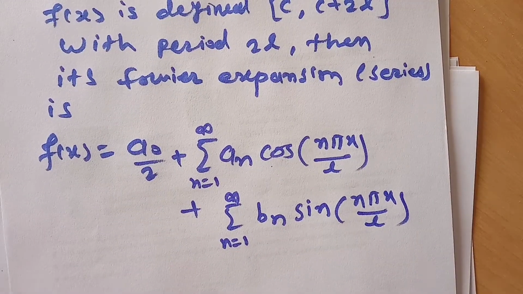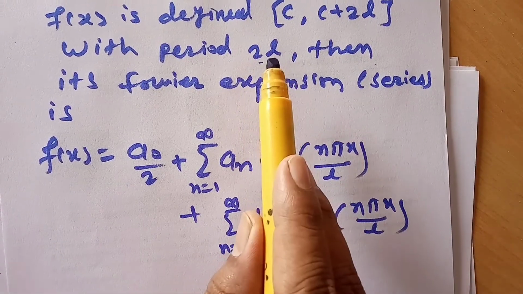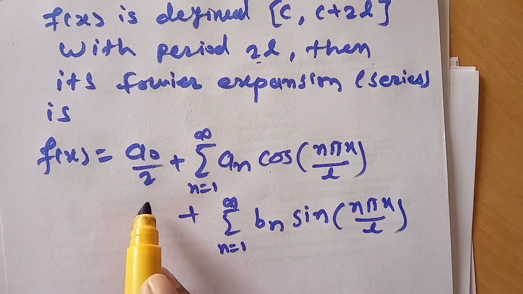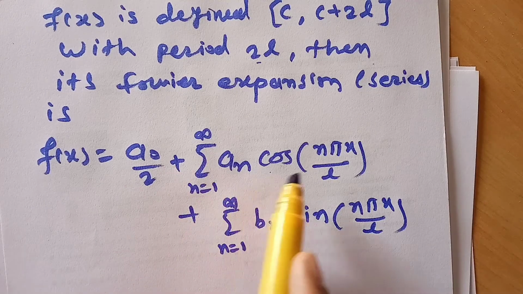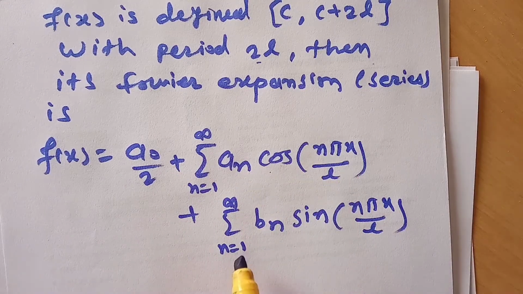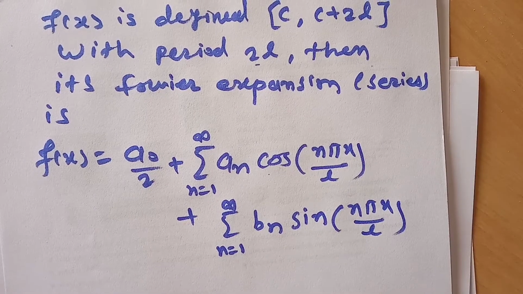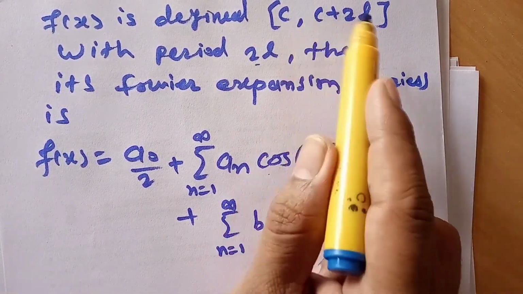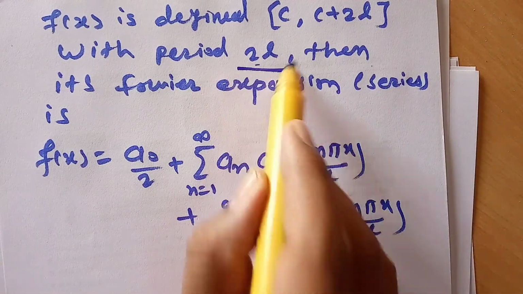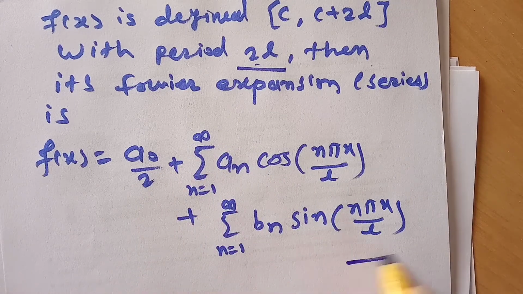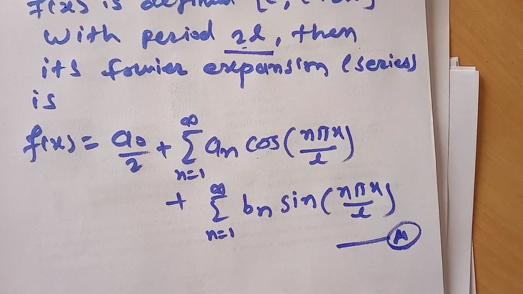In the last case the period was 2 pi. Instead of 2 pi I am taking here 2l. Then we can write the Fourier expansion in this way: a0 divided by 2 plus summation n equal to 1 to infinity a_n into cos of n pi x divided by L plus summation n equal to 1 to infinity b_n into sin of n pi x divided by L. This is our Fourier series expansion in the general interval c to c plus 2l, with period 2l. Period is 2l, therefore I can write the Fourier expansion in this way. This is my Fourier expansion in the general case.